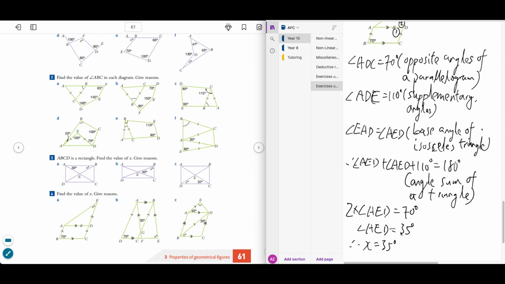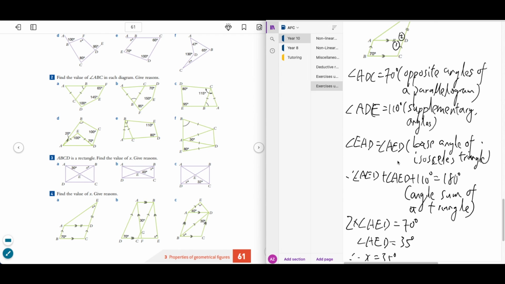Okay. So I hope this is quite clear to you. I think you guys probably know how to find x if you didn't have to write reasons, but writing the reason can be a bit awkward. But I hope you guys understand.